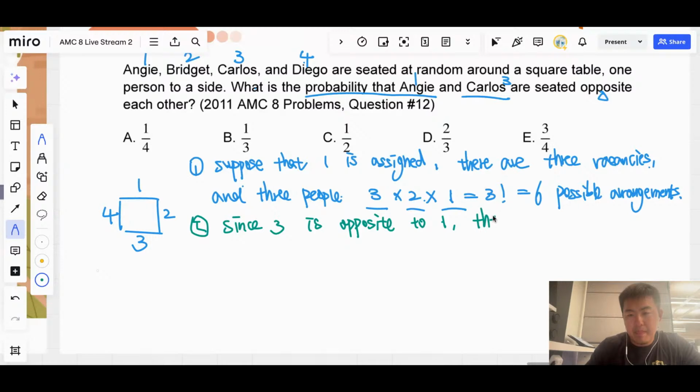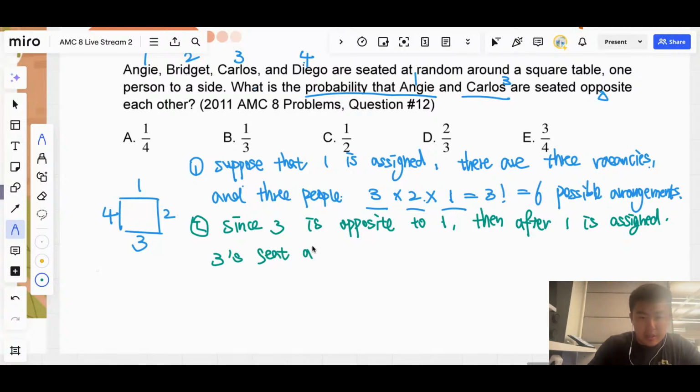Then after 1 is assigned, the seat for 3 is also fixed, right? So the number 3 seat is also determined. Why? Because think about that. Since 3 must be sitting opposite 1, when 1 sits down there's only one opposite seat in that direction. So after 1 is fixed, we also know where 3 is sitting. So we'll say after 1 is assigned, the 3 seat is also fixed.